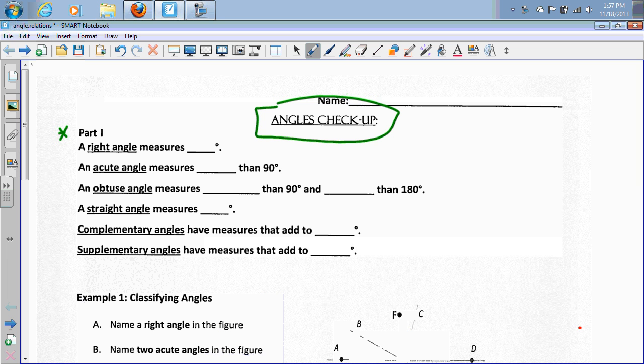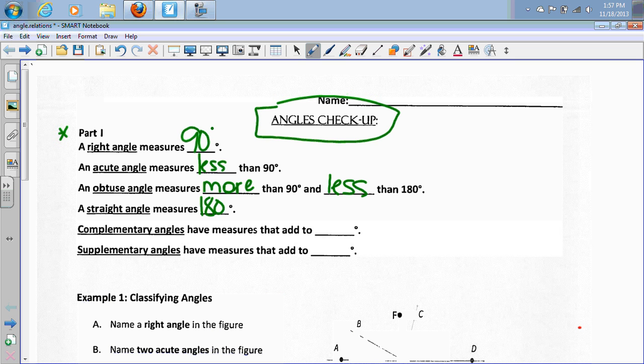First off, a right angle, I hope we all know, measures 90 degrees. An acute angle measures less than 90 degrees. An obtuse angle measures more than 90 degrees and less than 180. A straight angle's measurement will be 180 degrees.